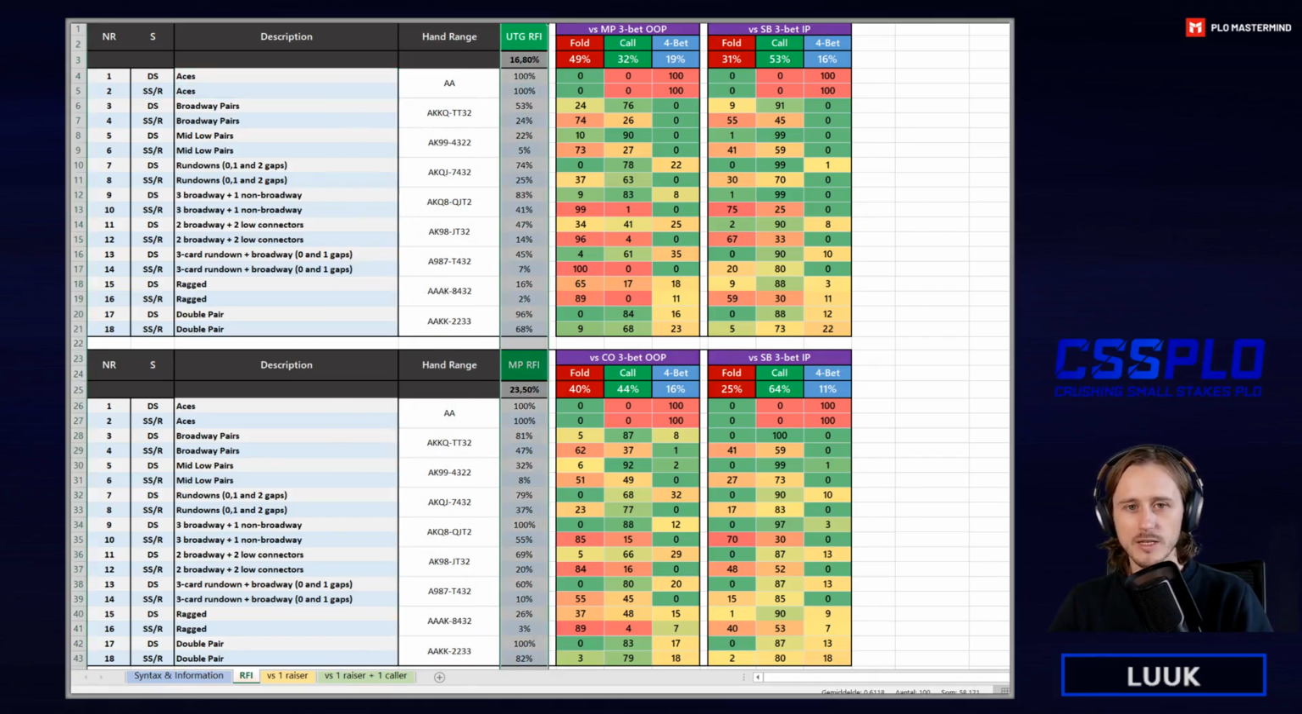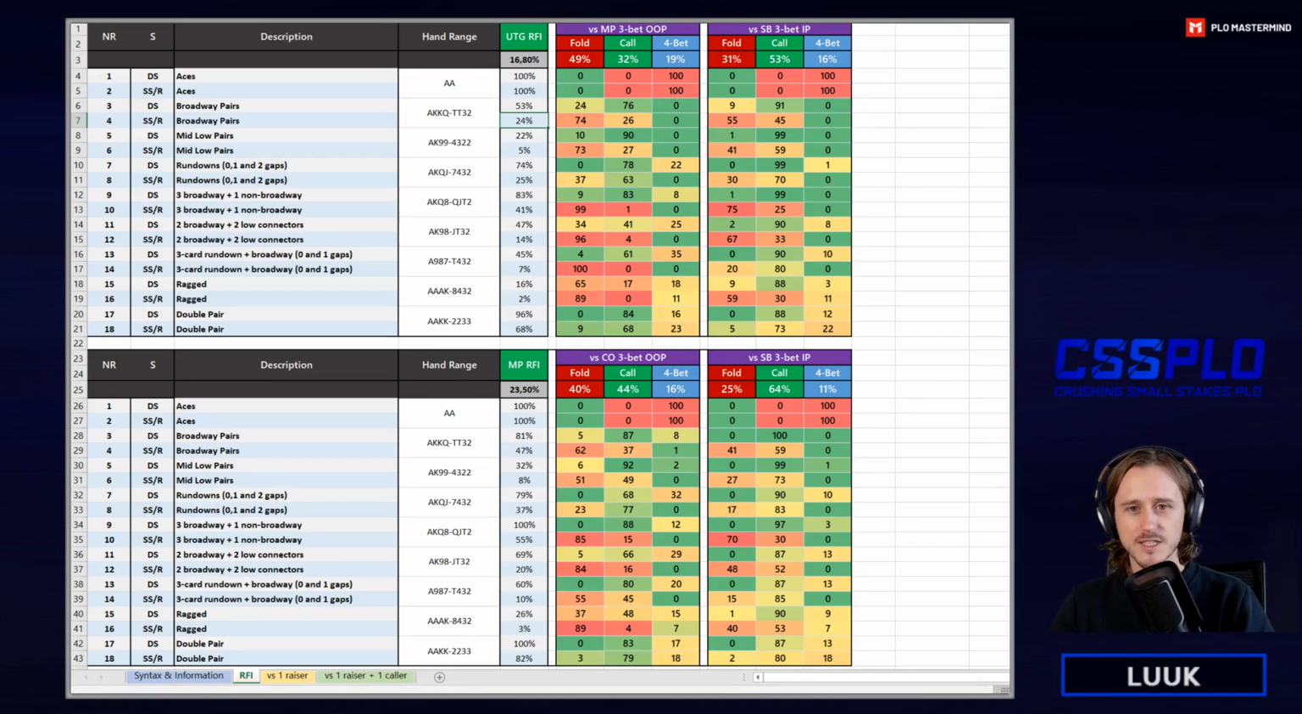In column E, we can then see the actual RFI frequency, what it's all about. Here we can see the overall RFI strategy from under the gun, which is 16.8% to open raise. And below that, you can see the open raising frequency for each of the individual categories. So for example, double suited aces should be raised 100% of the time, double suited Broadway pairs 53% of the time, single suited or rainbow Broadway pairs 24% of the time, etc. If you go through this yourself, you will get a much better feeling and understanding of the ranges. I'm not going to do that right now, but you can see the frequencies right here.